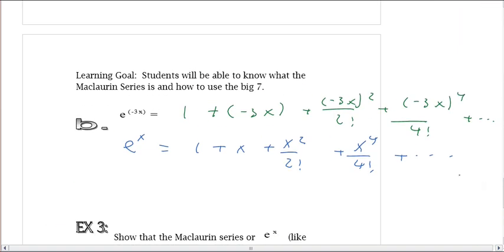Alright, so we are short for time. It says students will be able to know what the Maclaurin series is, just Taylor centered at 0, and know about the big 7. I would memorize them. They're a huge tool and they save you tons of time.